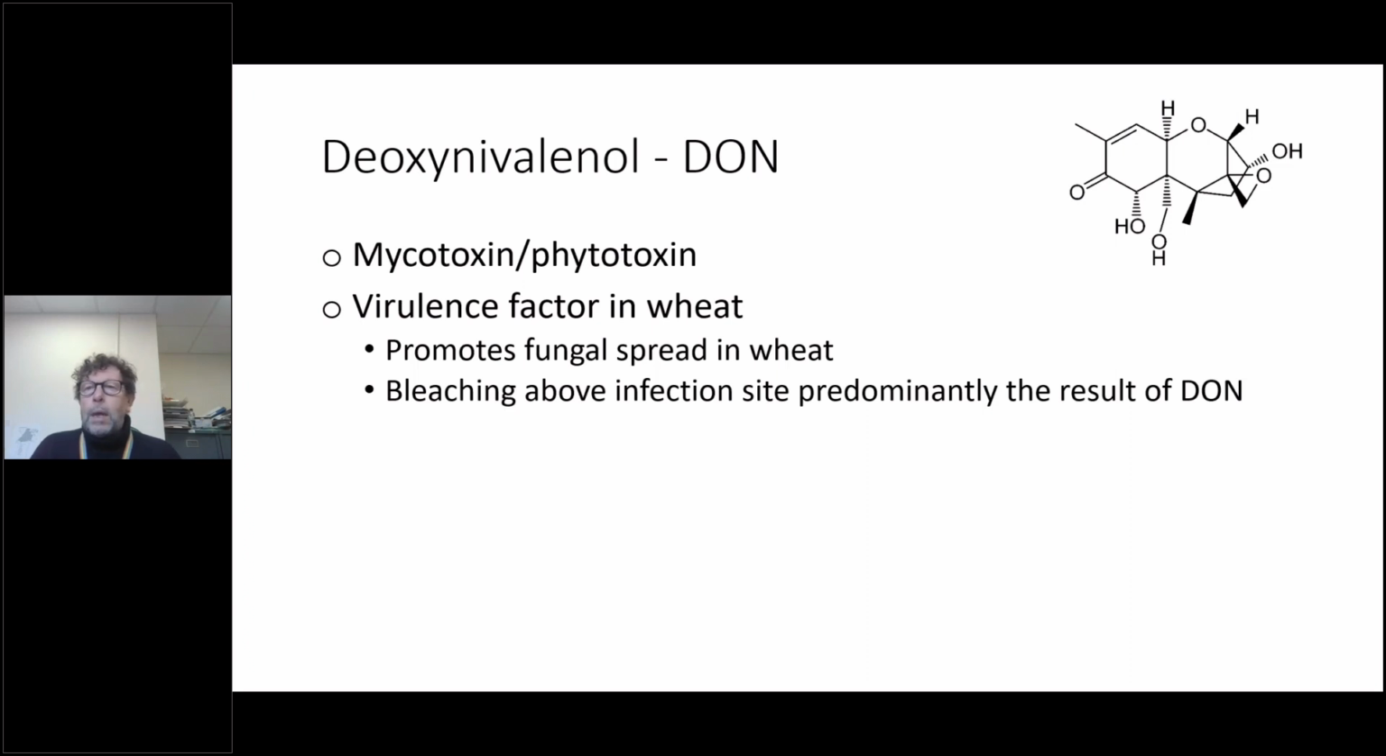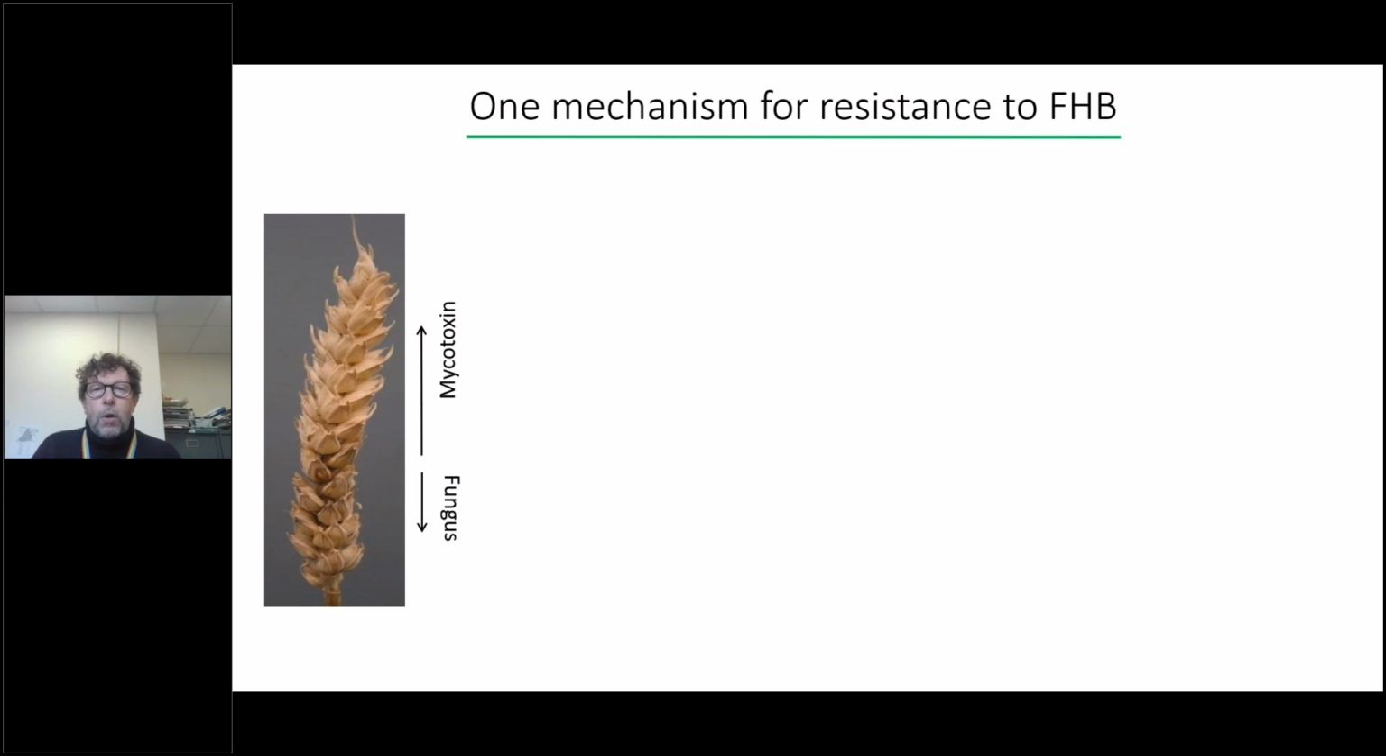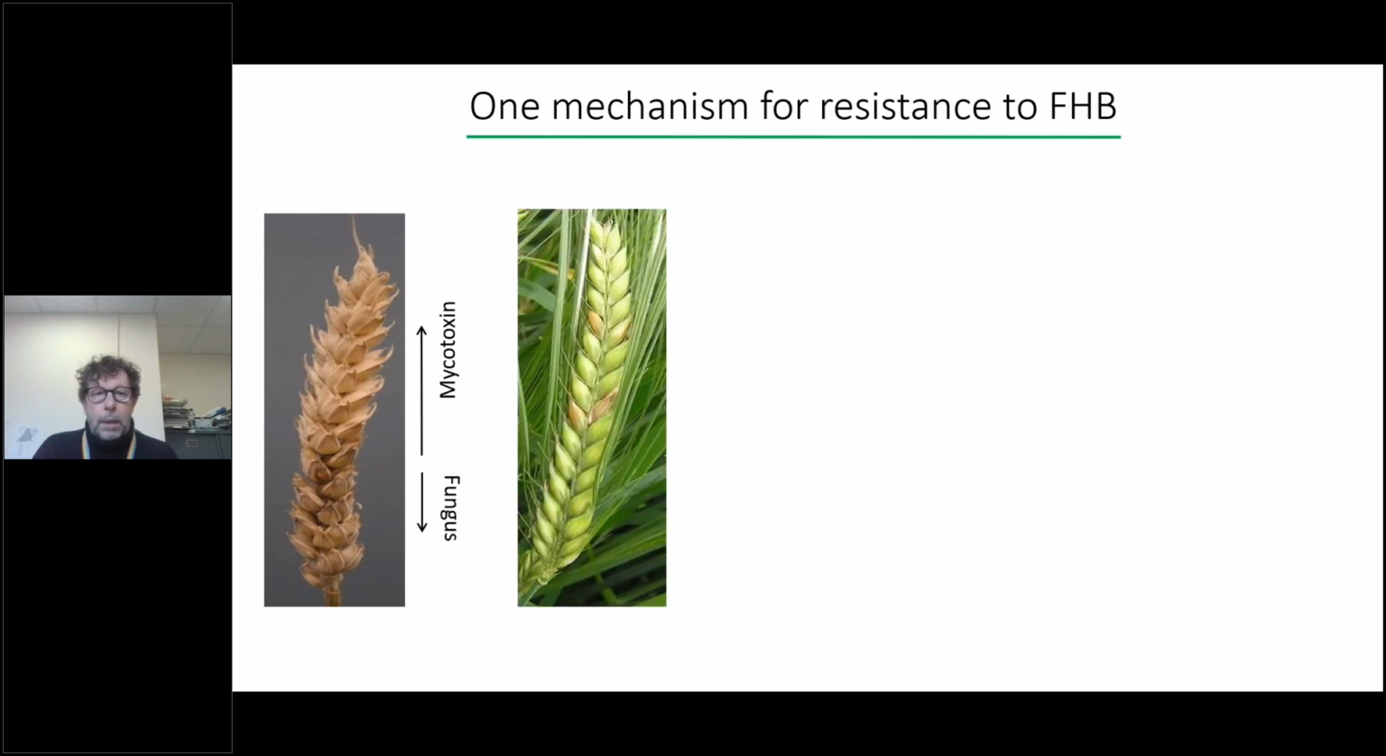And this means that in wheat, it acts as a virulence factor, and it's the agent which allows the fungus to move within the heads. So following infection, the fungus moves, and it's the DON which allows that movement. It's not a virulence factor in barley. So if we look at resistance, following infection by the fungus at a particular point on the head, the fungus tends to move down the spike and the mycotoxin symptoms develop above the spike.